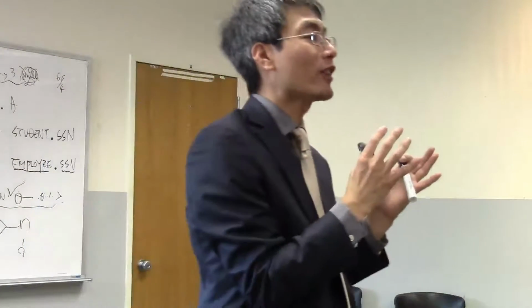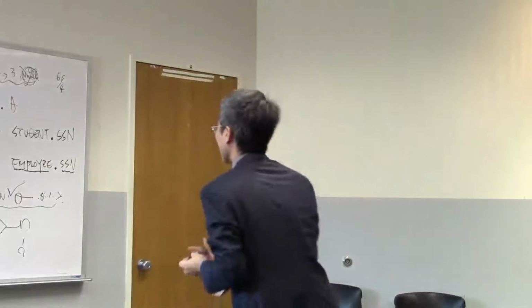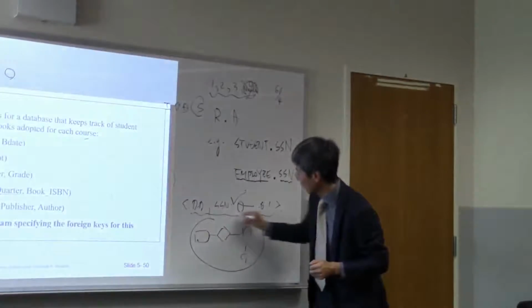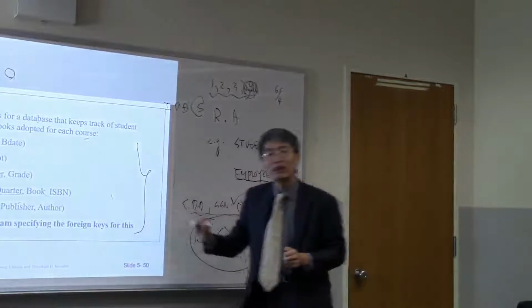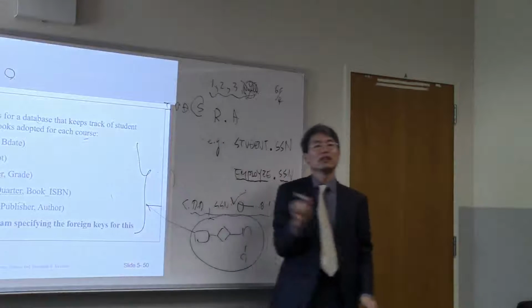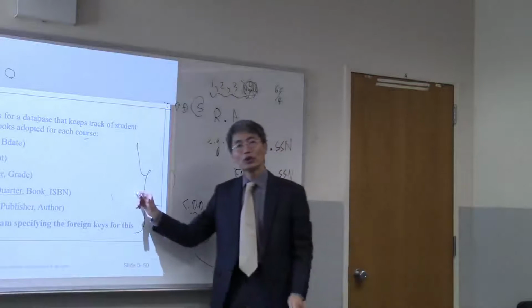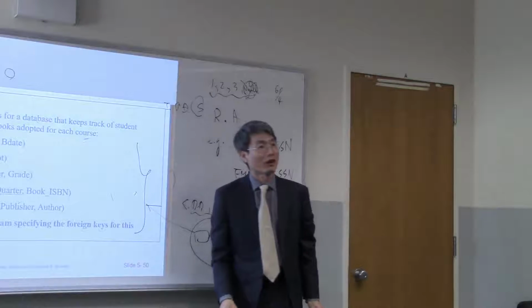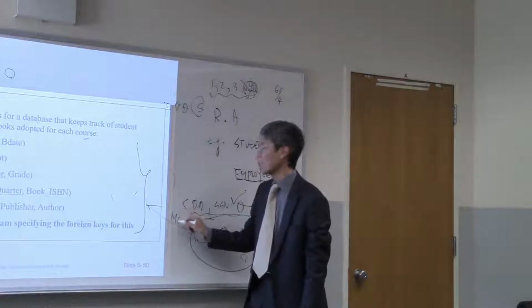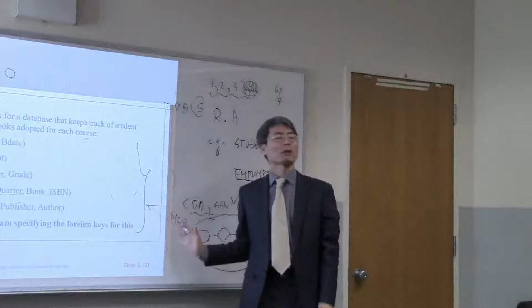So the remainder is what? So we have this one, we have this one. The problem is to convert from ER modeling to the relational database model. This is called mapping. It's nothing but the mapping.